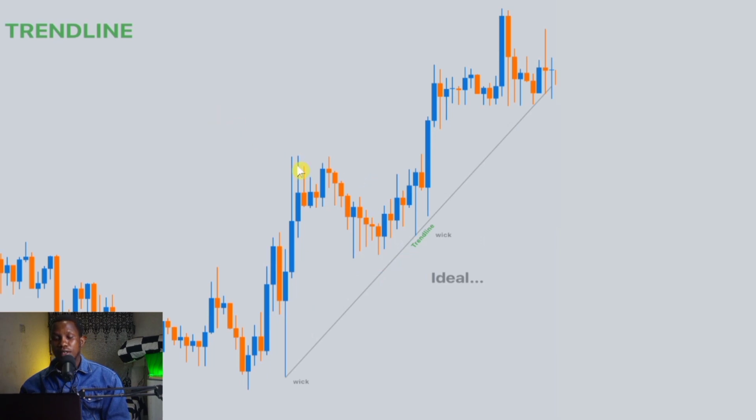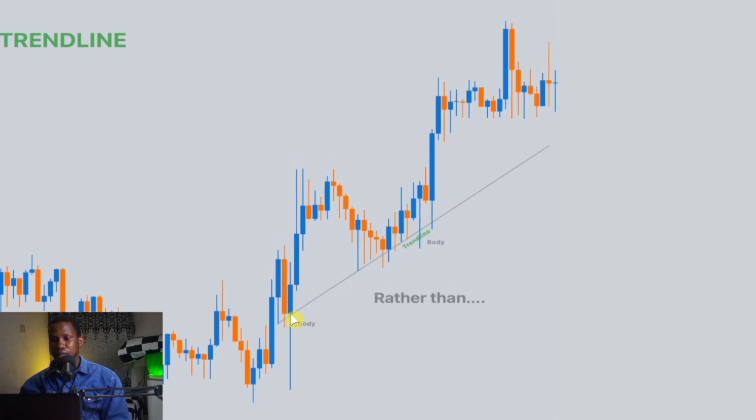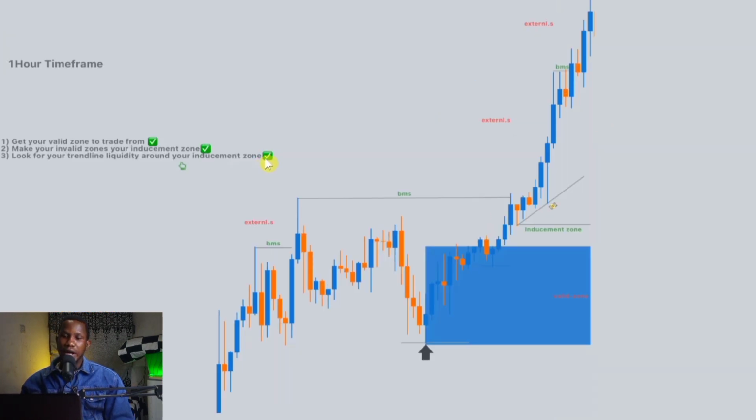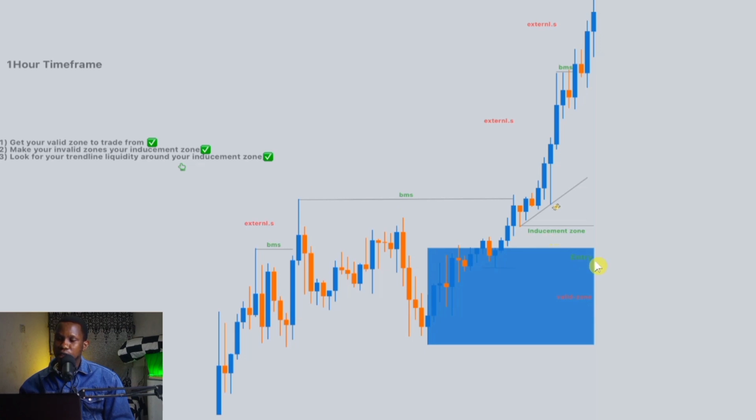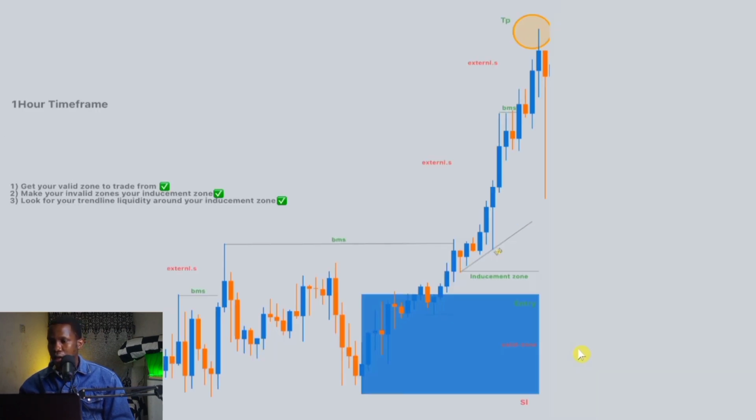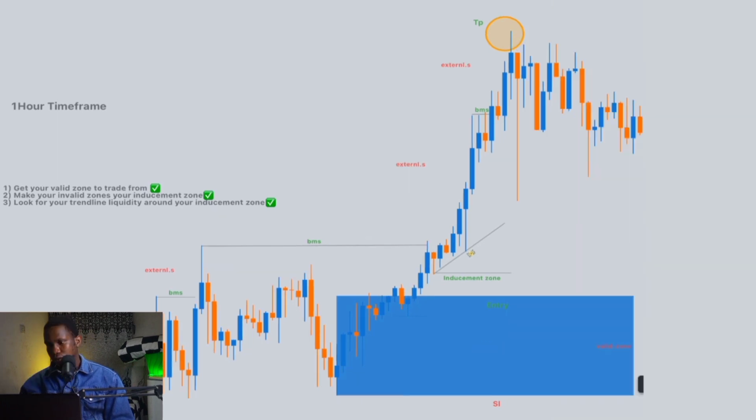Another thing I want to talk about is that it is best to map out your trendline liquidity from the wicks. That is, use the wicks throughout: first wick, second wick, third wick, rather than mapping it out like this from the body. I'll go ahead and check number three. I will patiently wait for my entry right here, then I'll put my stop loss below here and my take profit level targeting these highs in the market. Let's see how the trade unravels for us.